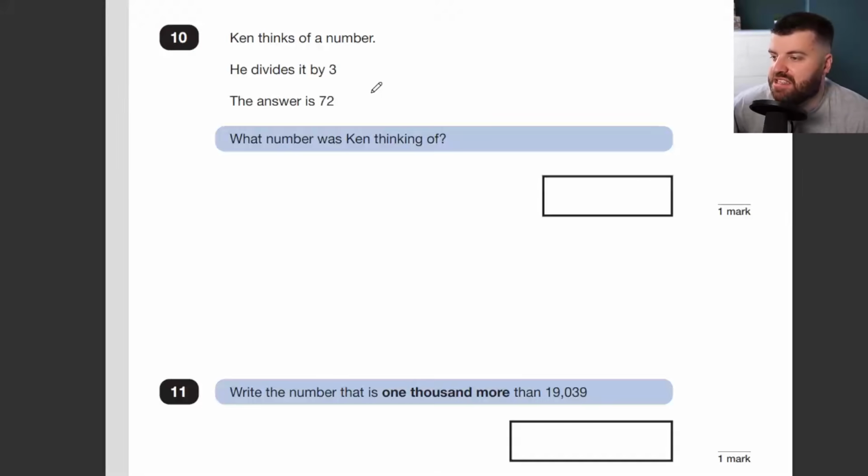Question 10. Ken thinks of a number. He divides it by 3, and the answer is 72. This is a simple inverse machine. We start with a number, we divide it by 3, and then we end up with 72.